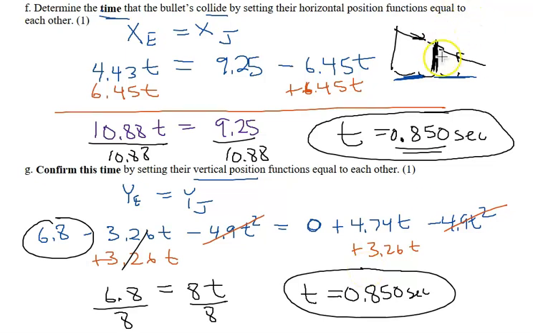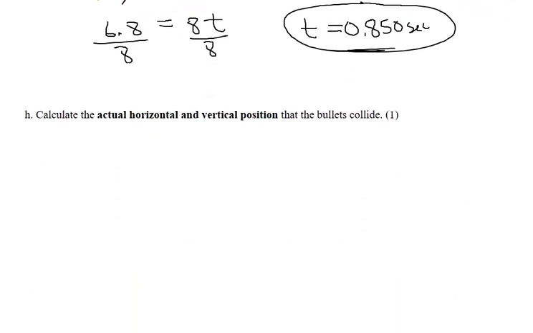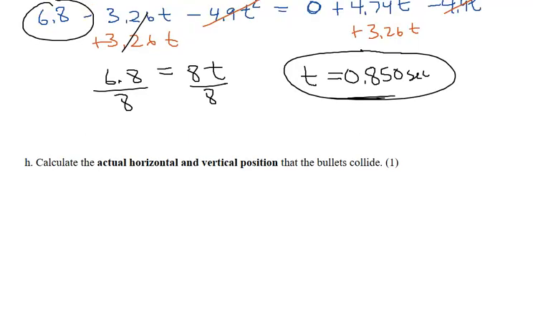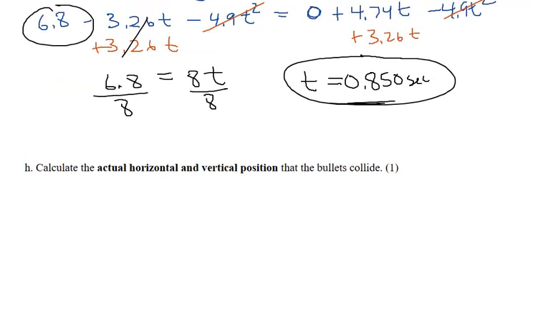So since they are in the same horizontal location when they collide and the same vertical location when they collide, they actually collide. So this is kind of proving the monkey hunter demo. Okay, so we know the time, but we don't know where they collide. So again, this is a review question. It doesn't matter which person we look at.